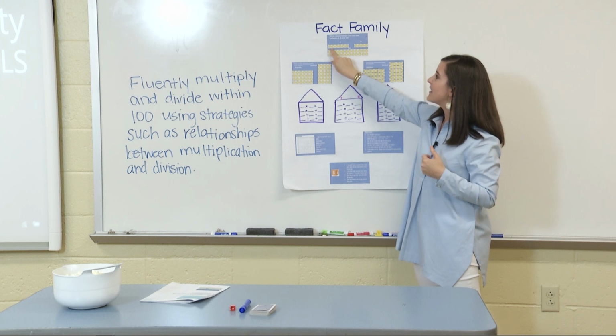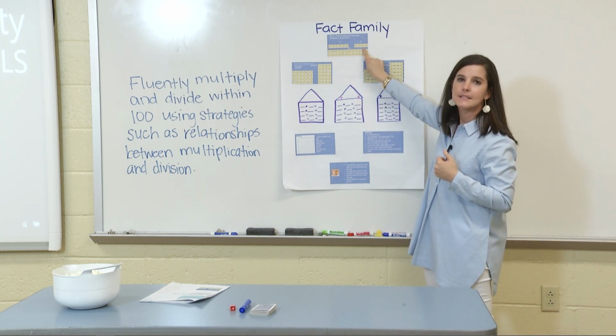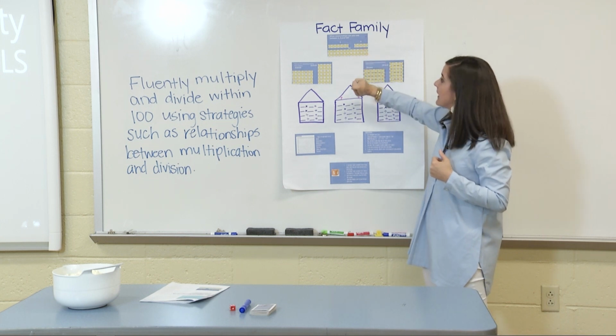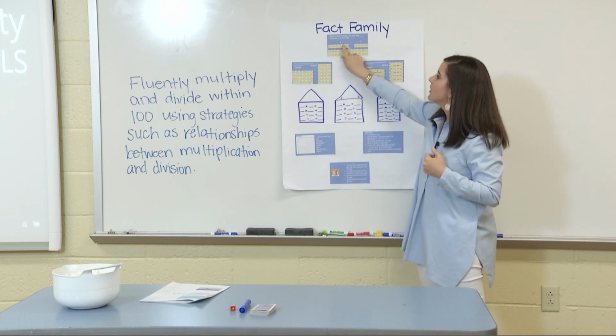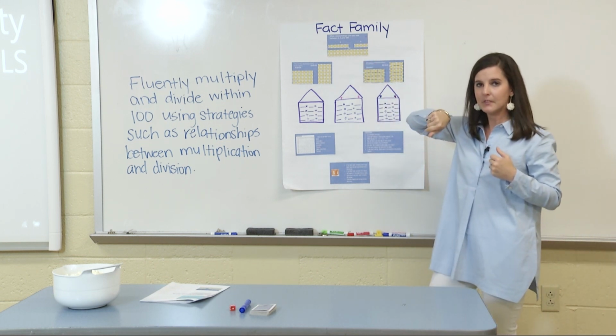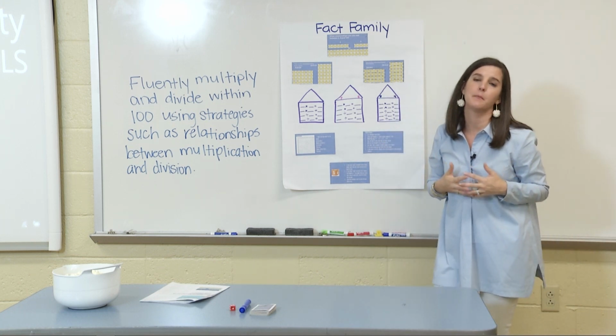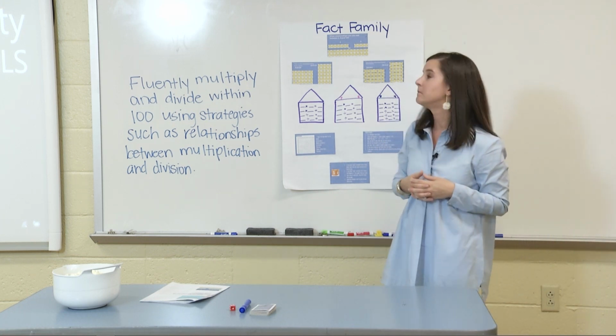So we have 6 sunshines here. We have 4 suns here. And we also have 24 sunshines here. Okay, so when we look at that, what are some things that you can notice about those numbers? Look at each of them.